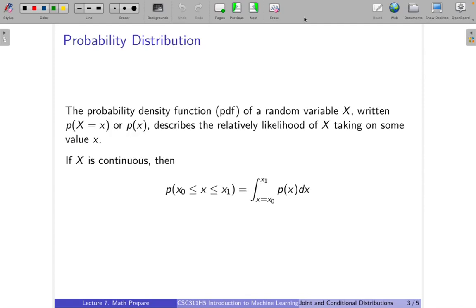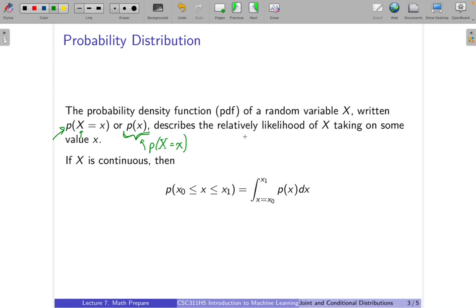So a probability density function, written this way, right here, describes a relative likelihood of x taking on a particular value. Sometimes you'll see the random variable dropped in our notation when it's clear what random variable we're talking about. So here, if it's clear that the random variable is x, we might just write p of x when we really mean the probability of my random variable being the value x.